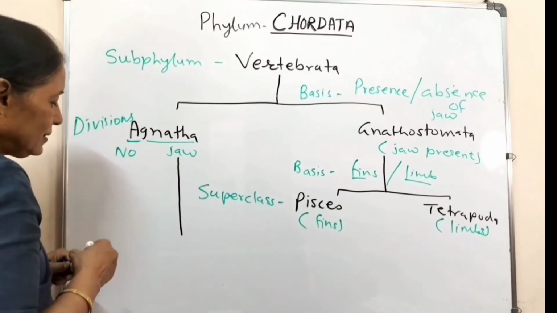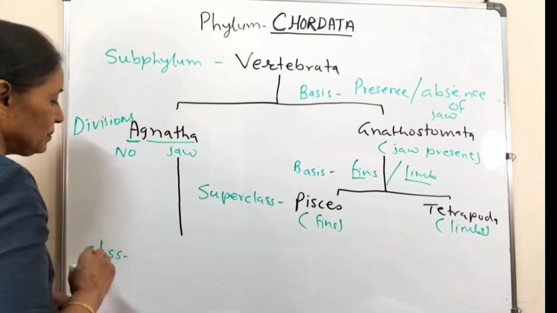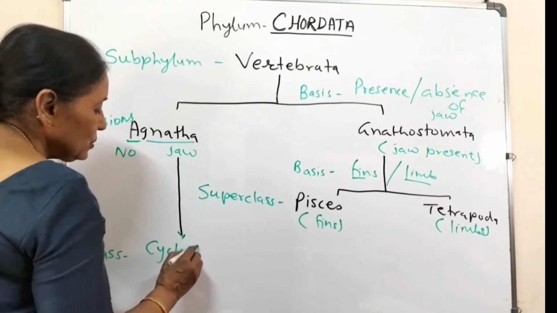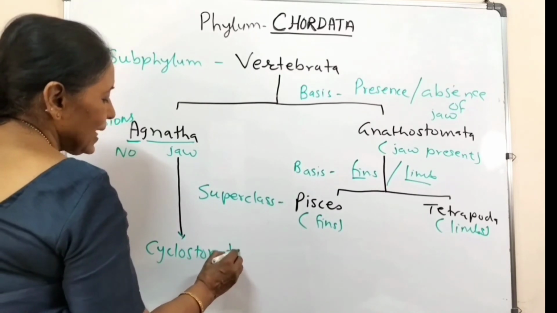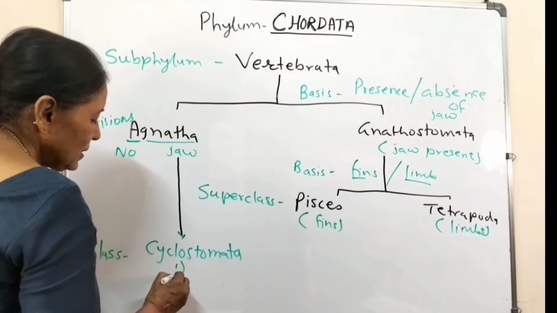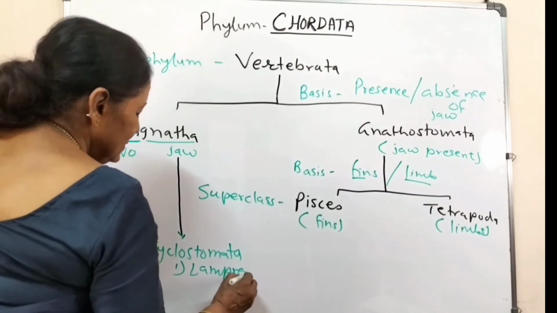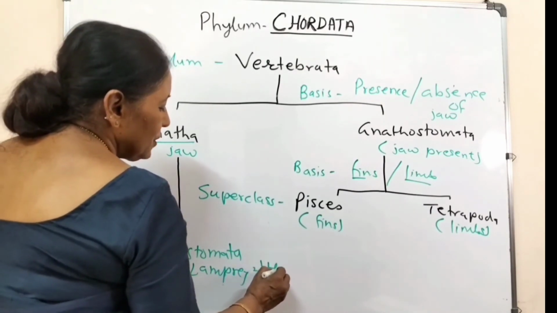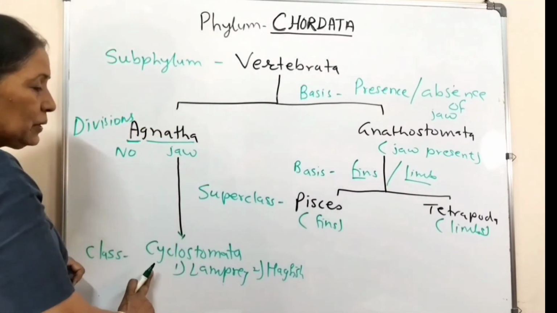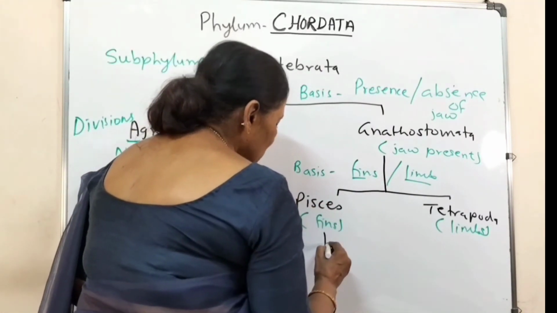So the last one, the class for Agnatha. Here it is only one class, that is Cyclostomata. One class, Cyclostomata, and there are two examples: one is lamprey, and second is hagfish or myxine. This is Cyclostomata.